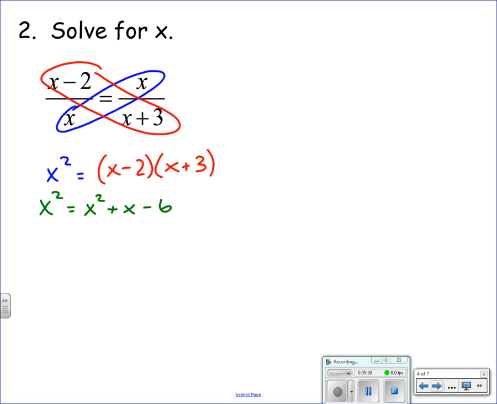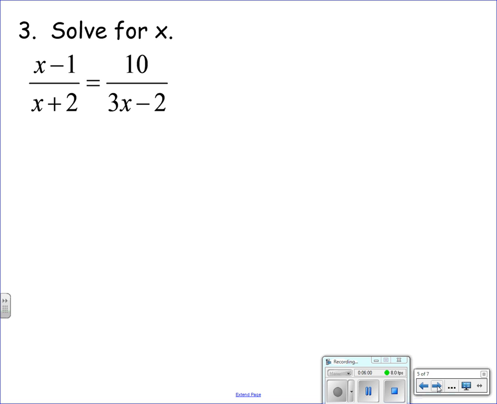You want to get rid of your x squared. So if I subtract x squared from both sides, you get 0 is equal to x minus 6. Add the 6 over, x equals 6. Now you always want to do a check. Does that 6 make either denominator 0? It doesn't, so we are good, because the only numbers that can't be in the denominator are 0 and negative 3.